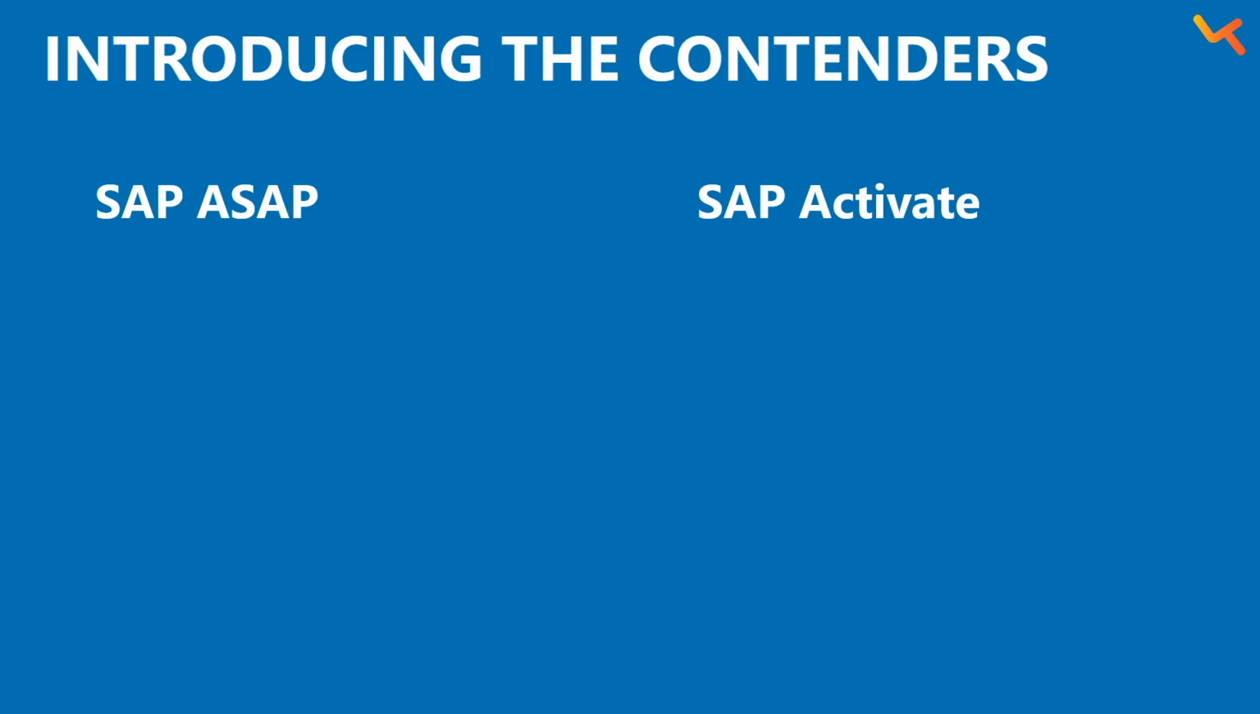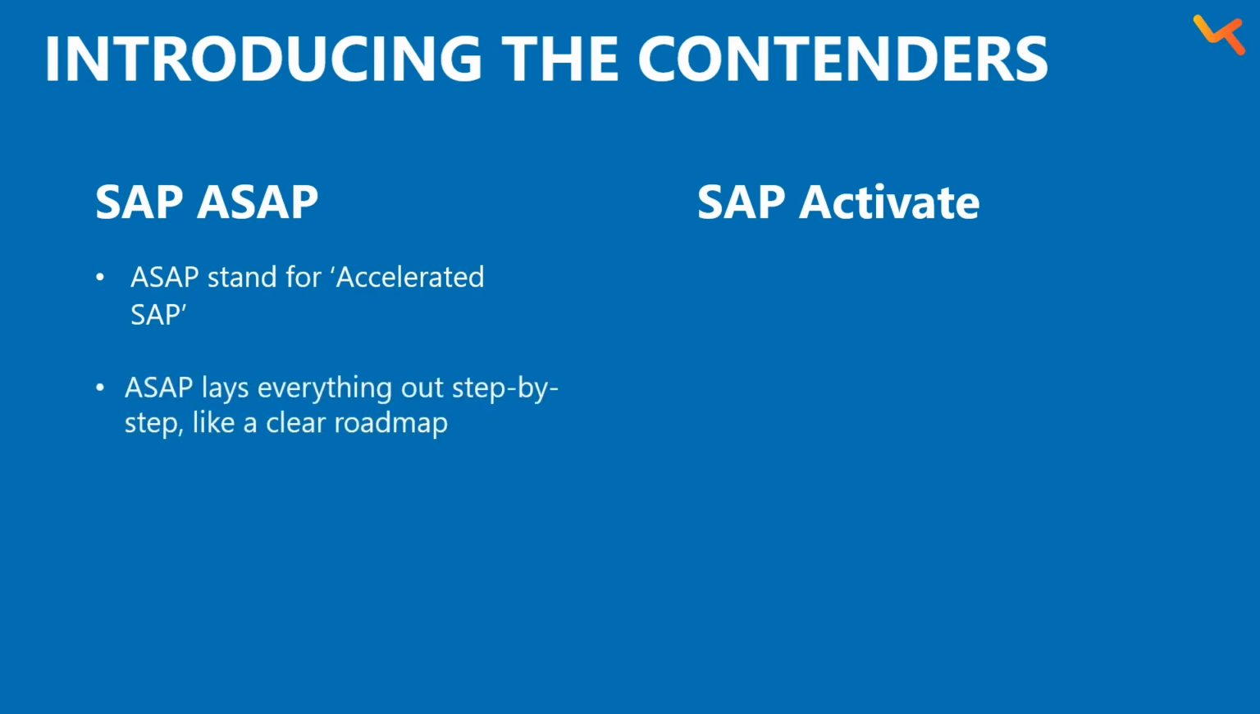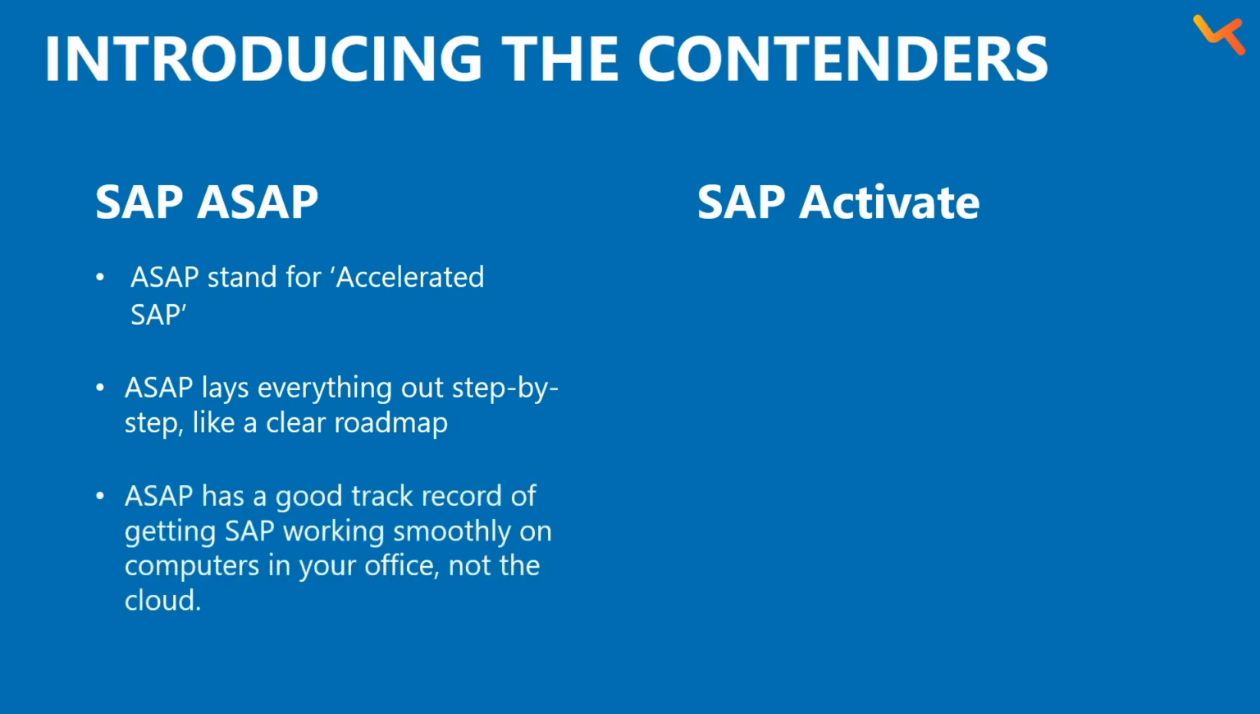So meet the players. First up, we have SAP ASAP, which means Accelerated SAP. Think of it as the reliable veteran. ASAP lays everything out step by step, like a clear roadmap. It's been around for a while and has a good track record of getting SAP working smoothly on companies' computers and in your office. But the limitation of SAP ASAP is this is not meant for cloud deployments.